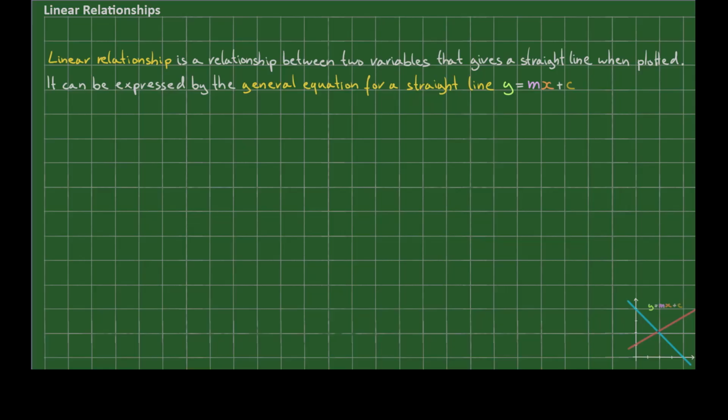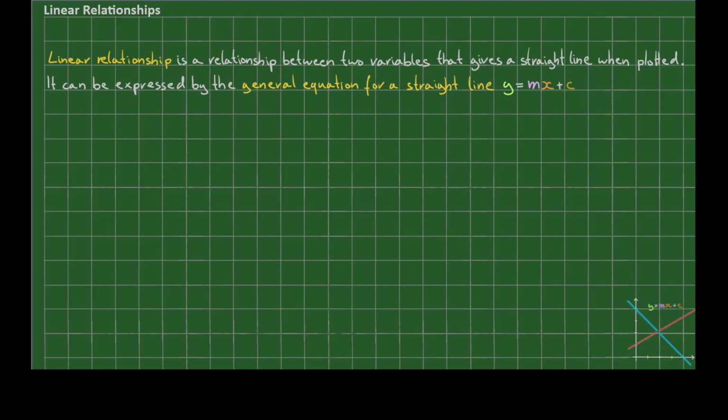Hello good people, I'm going to talk about linear relationships. A linear relationship is a relationship between two variables that gives a straight line when plotted. It can be expressed by the general equation for a straight line, which is y equals mx plus c.